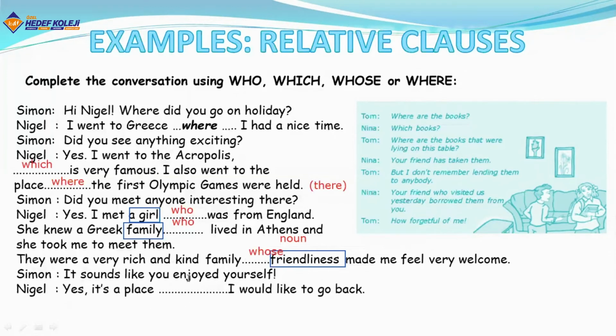So whose friendliness made me feel very welcome. It sounds like you enjoyed yourself. Yes, it's a place. I would like to go back there. Oraya gitmek isterim. Yine bir daha. So I can add there. It means I should use where as a relative pronoun. Are you okay? Okay. Let's continue.